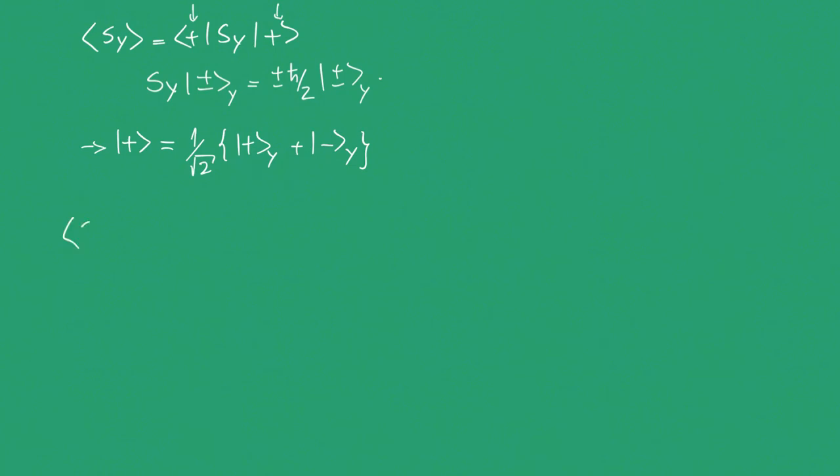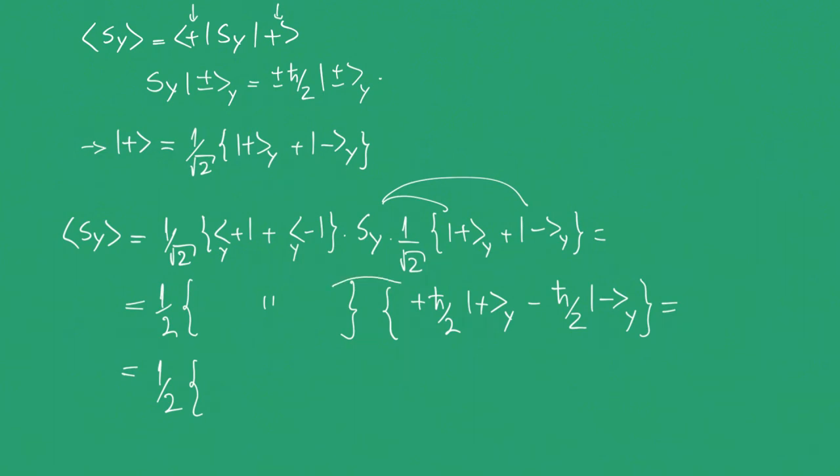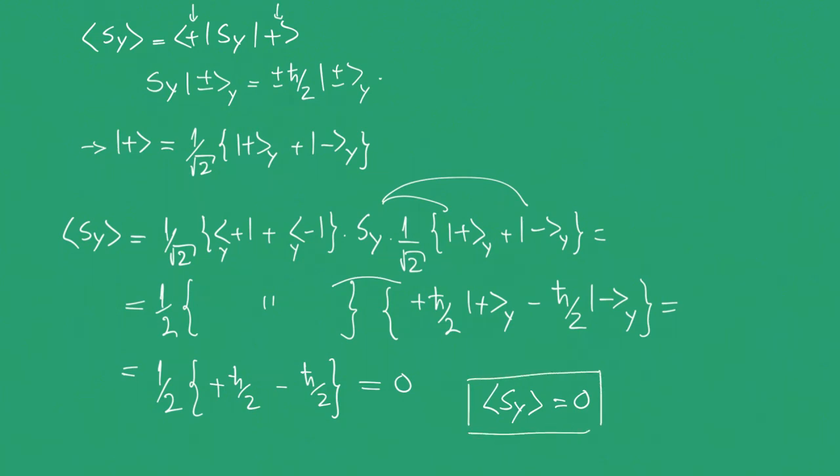And then we have, multiplying these two brackets, the final answer will be plus h bar over 2 minus h bar over 2, 0. Then the expectation value of the operator Sy is 0. For the same reasons discussed before, this is what we expect.